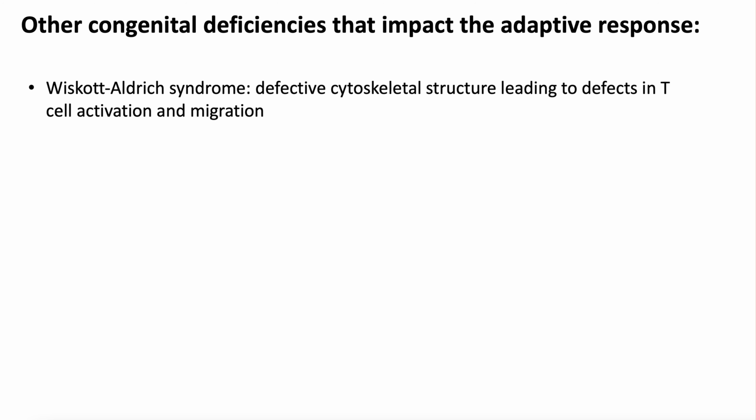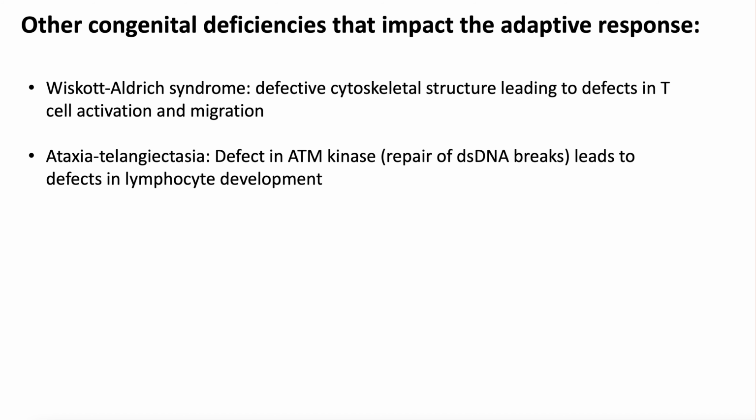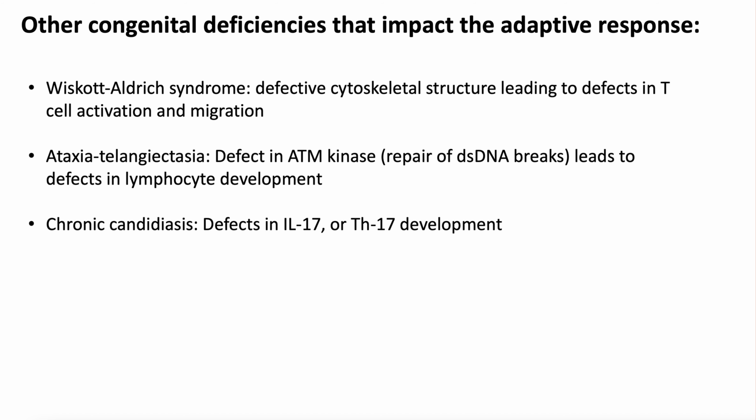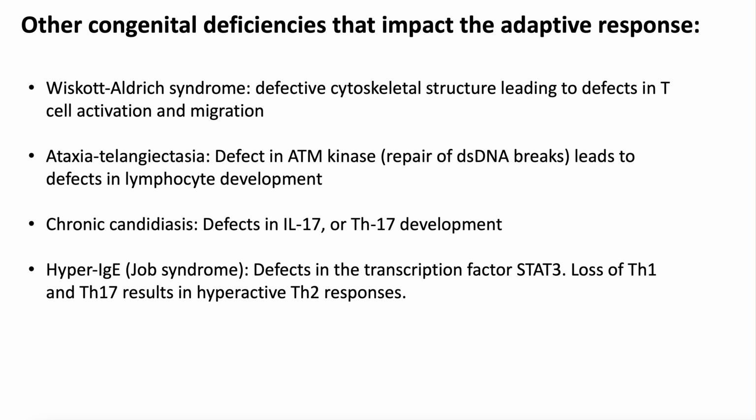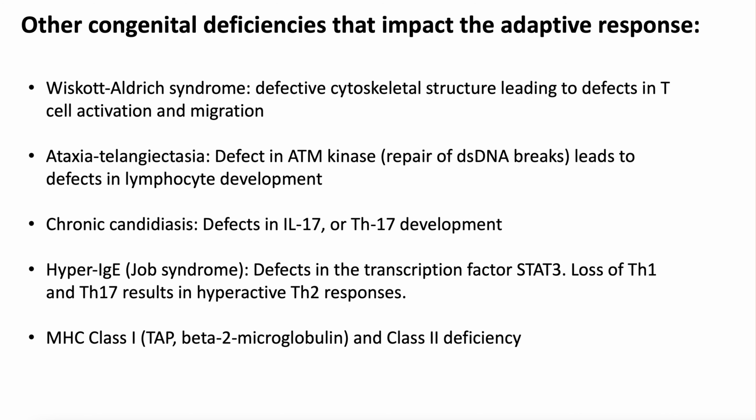Wiskott-Aldrich syndrome is a defect in cytoskeletal structure. Ataxia telangiectasia is a defect in double-stranded DNA break repair. Chronic candidiasis can result from defects in IL-17 secretion or Th17 development. There's hyper IgE or Job syndrome that can result from defects in a transcription factor called STAT3. Loss of this transcription factor results in a loss of Th1 and Th17 differentiation, and this in turn leaves a vacuum where hyperactive Th2 responses can take over. And you can get other defects that can result in lack of MHC class 1 or MHC class 2 expression.